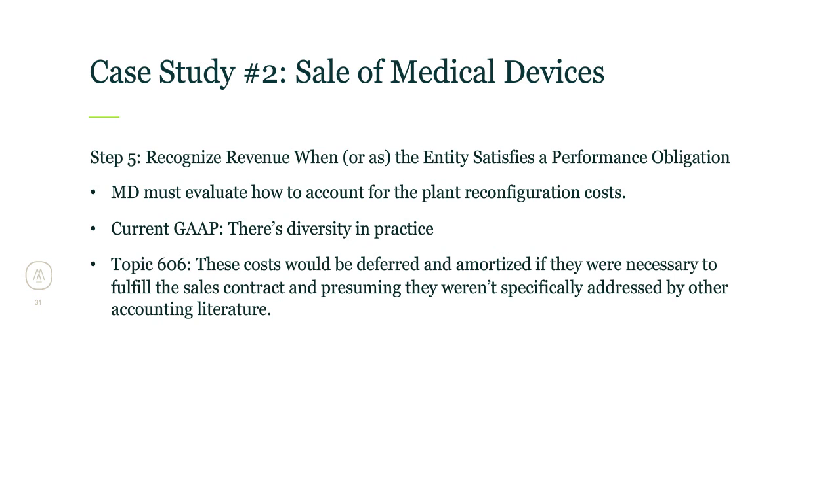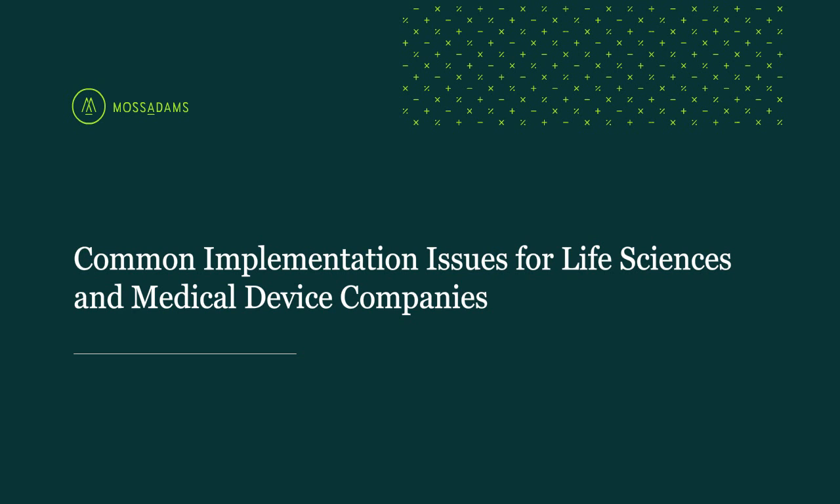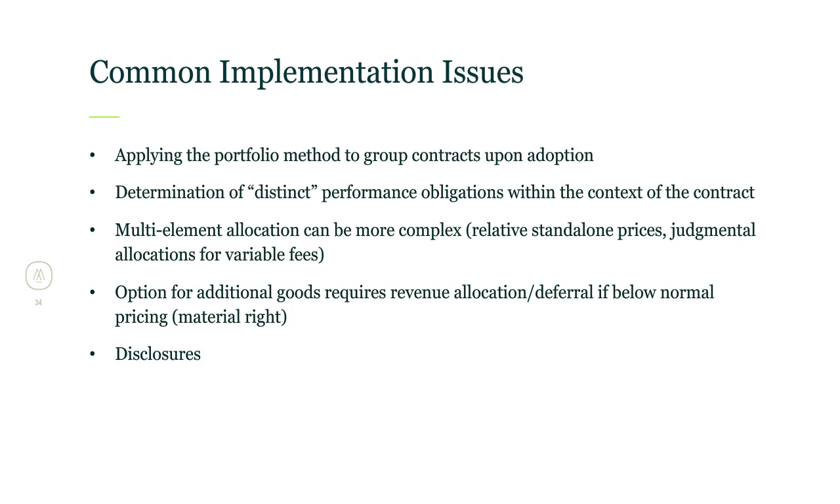Great, thanks, Arlene. So one of the things that we've seen with a number of clients is the typical implementation issues. Let me pause here for just a second and speak to a few of those. One is applying a portfolio approach to contracts or groups of contracts. Again, each one is distinct and there's so much judgment involved. And part of that is also understanding those performance obligations. We spent a lot of time talking about that. As we think about multi-element allocations, all of that is a lot harder, right?